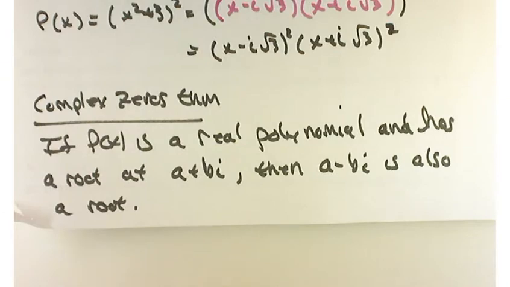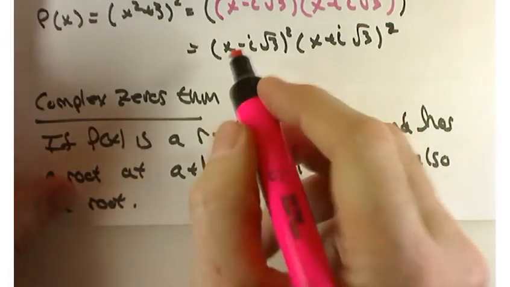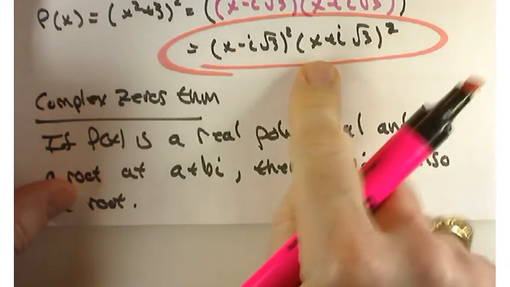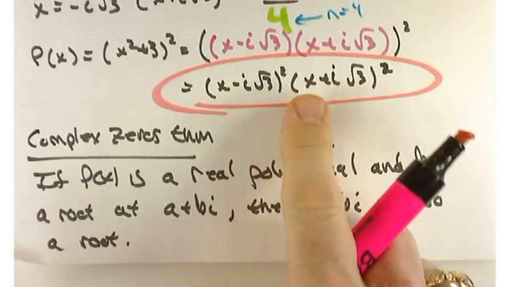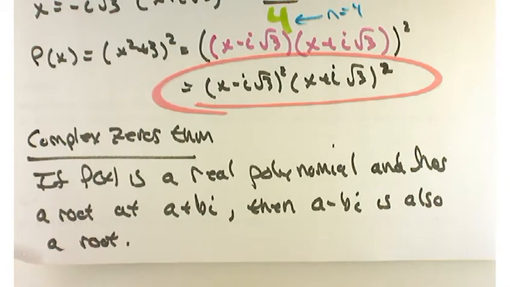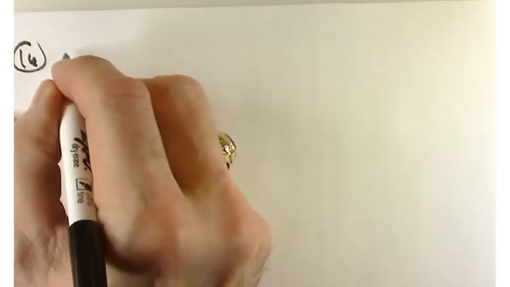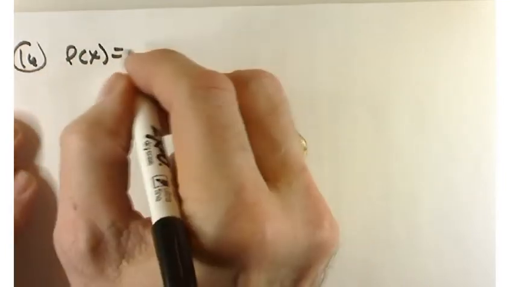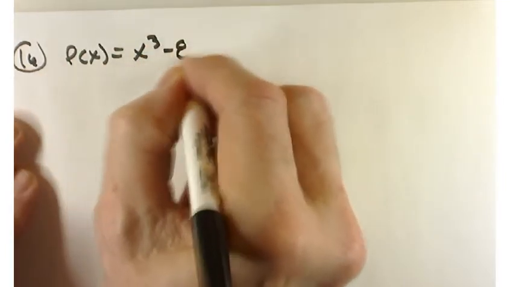All right, the goal in this last one, problem number 14, was to write our polynomial in a completely factored form, and that was this down here. So are we okay with that one? Okay with 14? Let's look at problem number 16. P of x is x cubed minus 8.